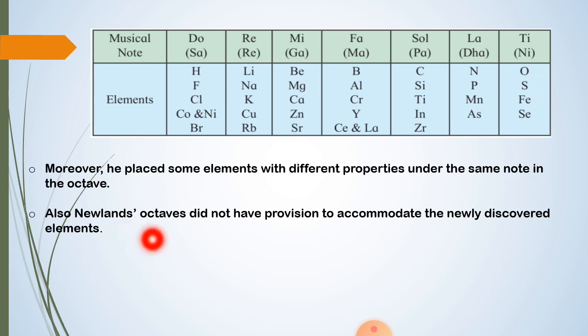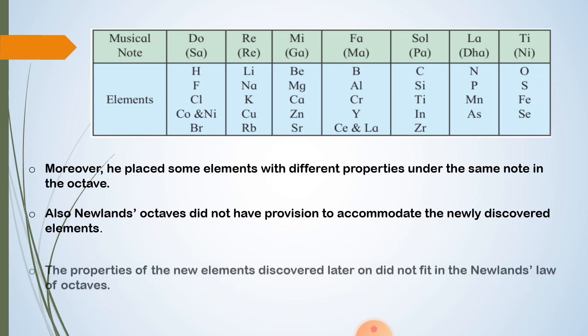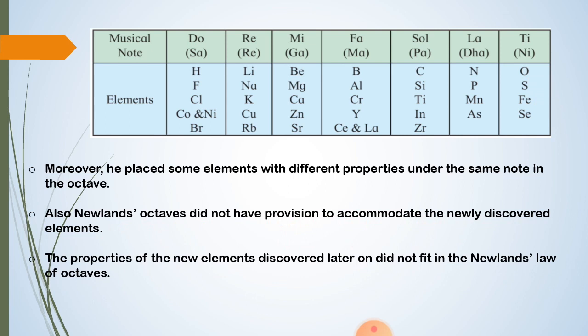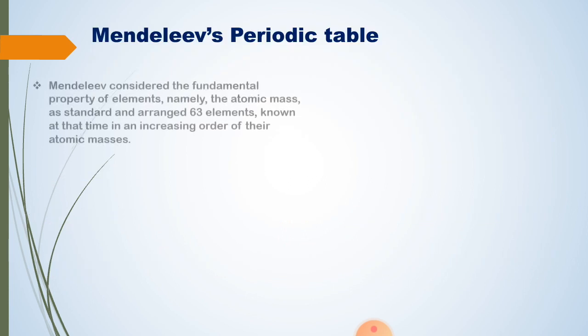Also, Newlands' octave did not have a provision to accommodate newly discovered elements. If some elements are newly discovered, there is no place in Newlands' octave for them. Is that understood by everyone? Then the properties of the new elements discovered later on did not fit in Newlands' law of octaves. Yes, I have said this point earlier. Okay, then Mendeleev's periodic table.